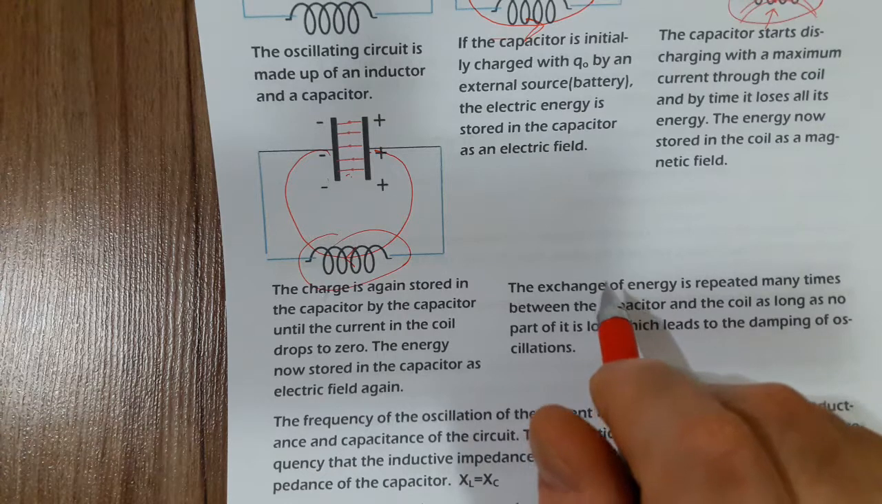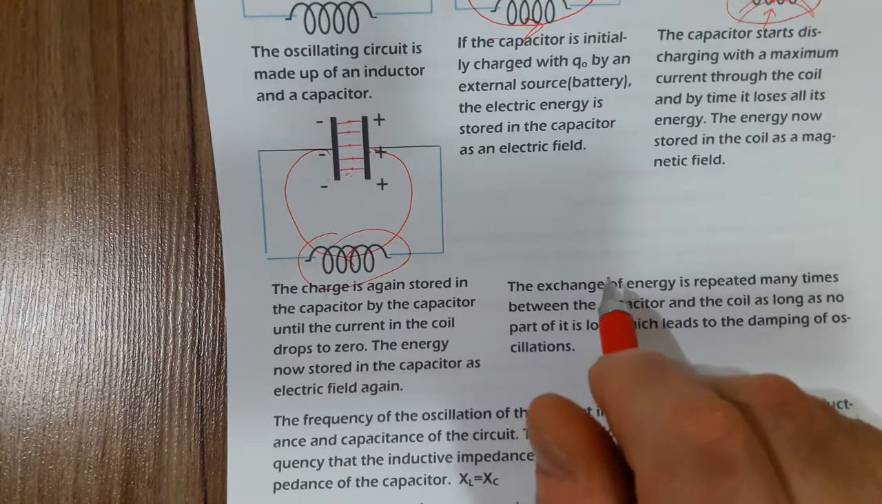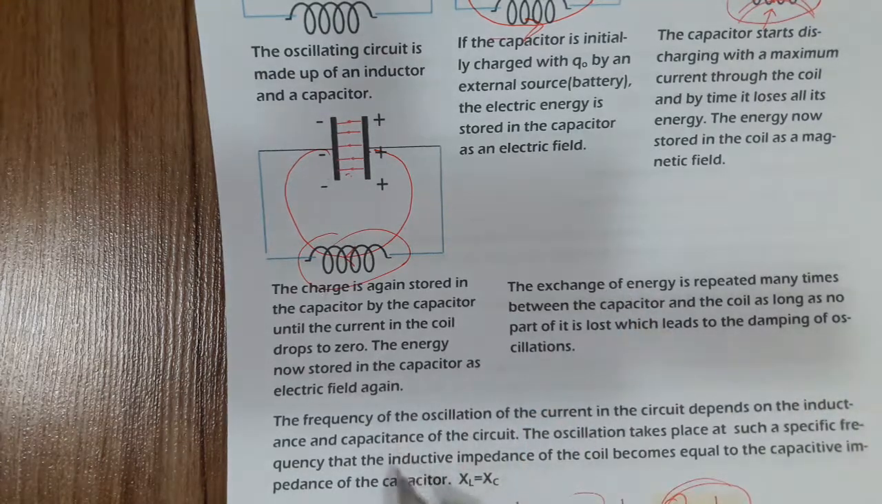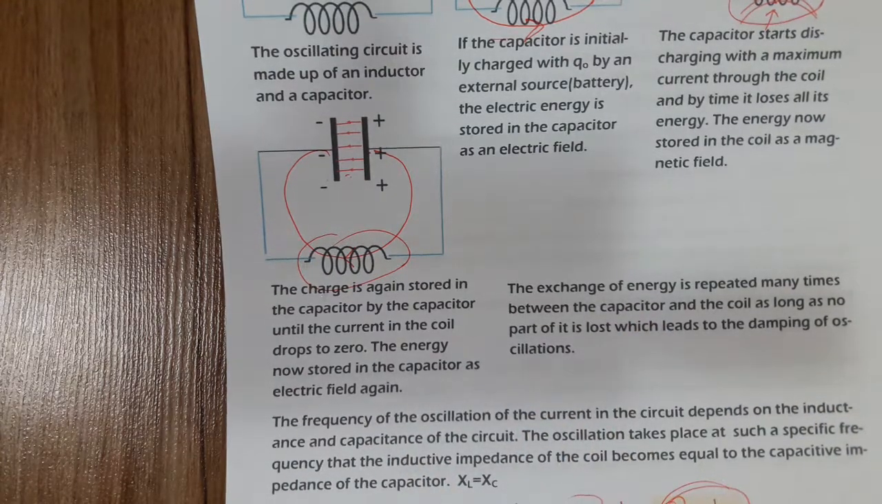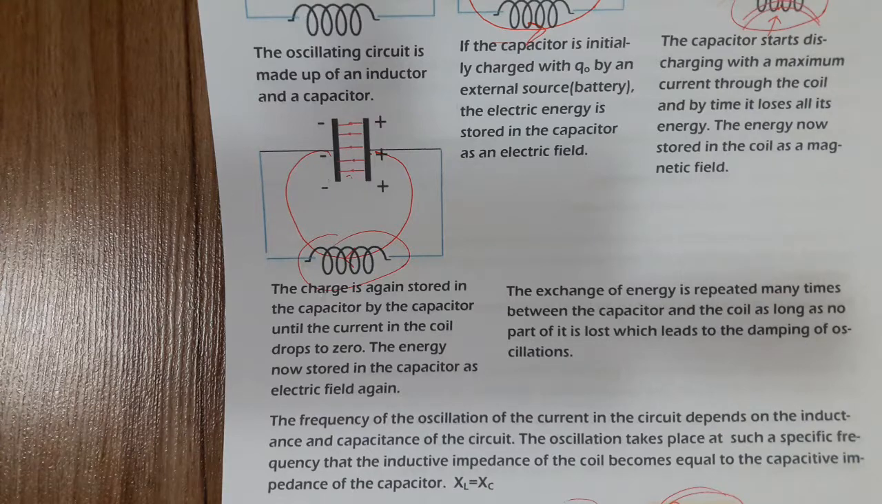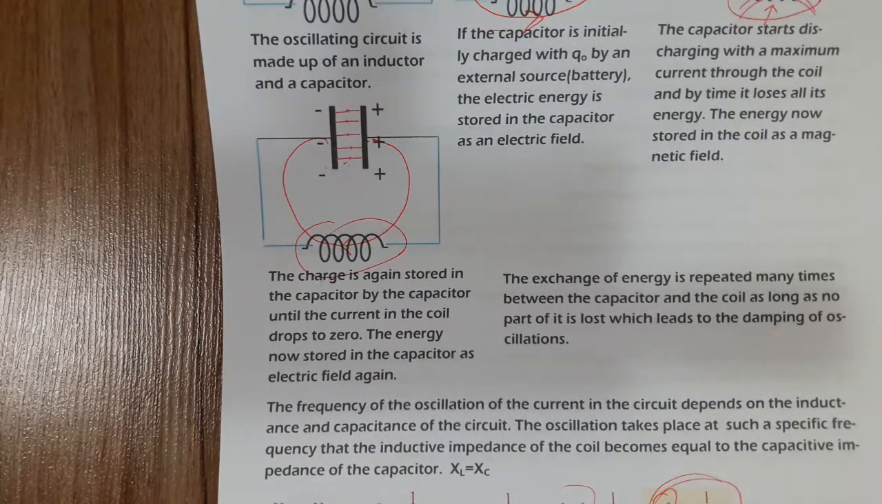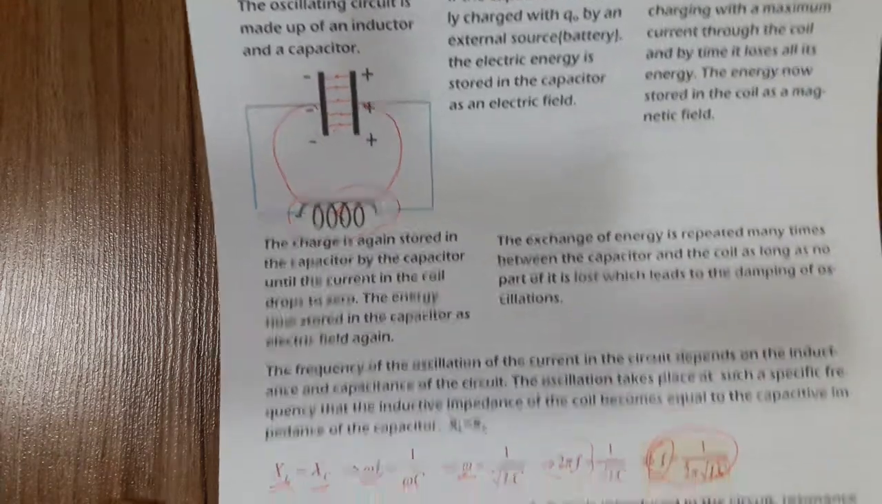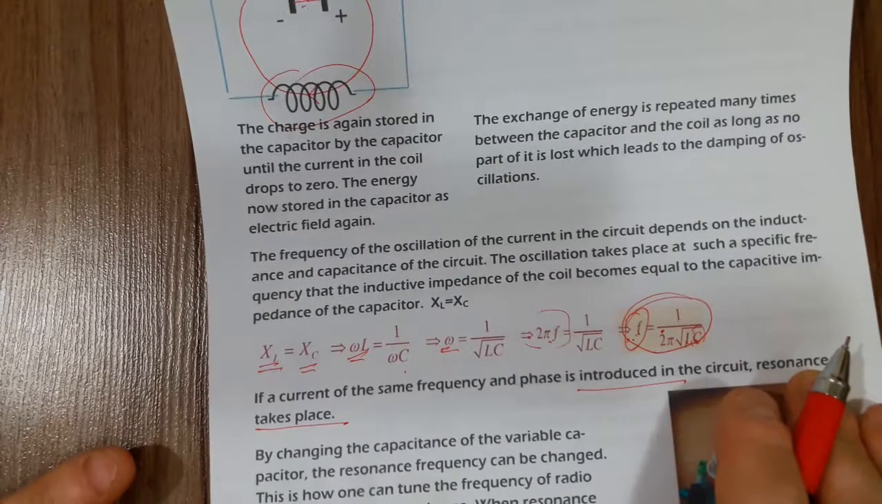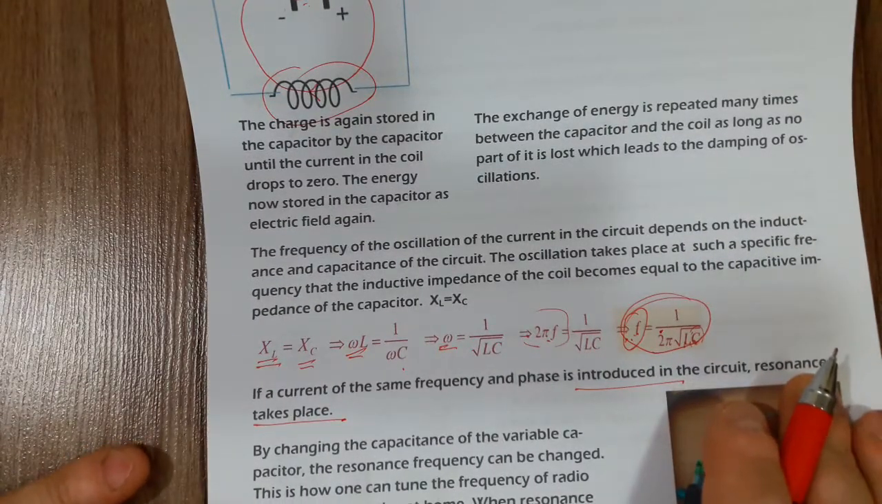However, in reality, no circuit is perfect, no circuit is ideal, so energy will be lost. But if you want to continue this oscillation without damping, you should introduce some current to the circuit. But this introduced current must have exactly the same frequency as the oscillation. In this case, you can add energy to this circuit. If a current of the same frequency or phase is introduced in the circuit, resonance takes place. So in this case, we say resonance.